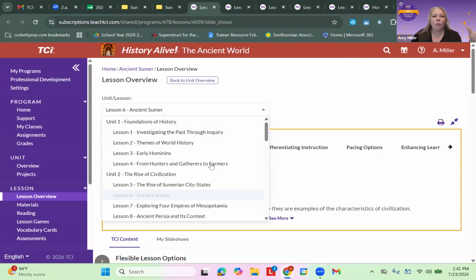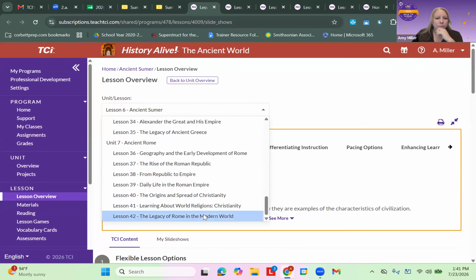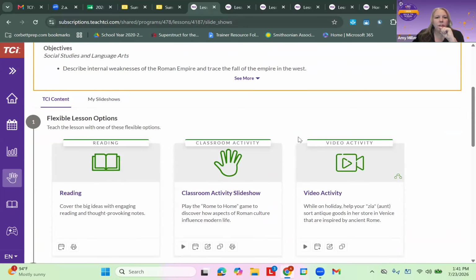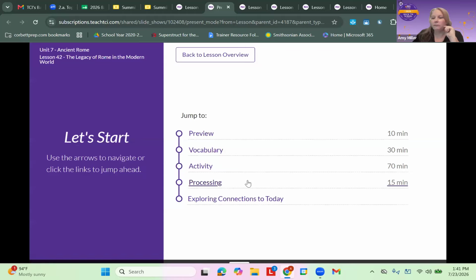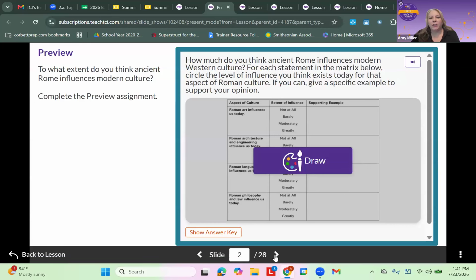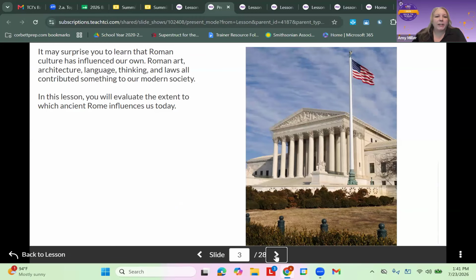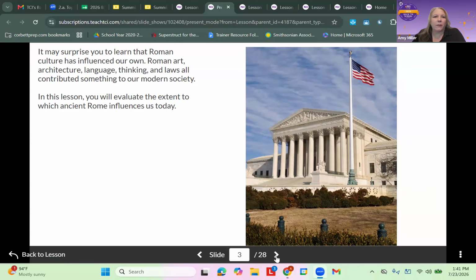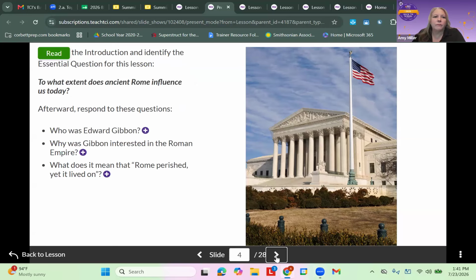So you can see how this whole yearly curriculum ties together. The beginning of the legacy of the Roman Empire in the modern world starts with students learning about why Rome fell. And then they go into how Rome affected and influenced our own country and our modern society, not just our country, but around the world. And we want to know to what extent. So children are going to put themselves on a spectrum: to what extent did ancient Rome influence us today?